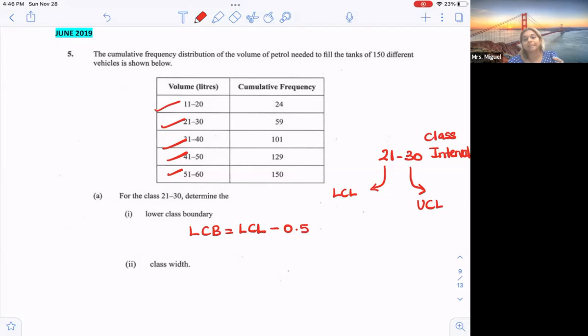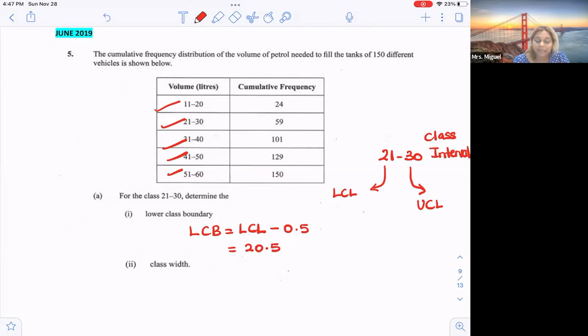Why do we do that? Because that is the smallest value that can be in that interval. You remember, it is an approximation. So not everybody will fill 21 liters of petrol. Somebody might fill 20.5 or 20.6 or 20.7. So that is an approximate value to 21. Any value from 20.5 upward will fall into that interval. So the lower class boundary is 20.5.